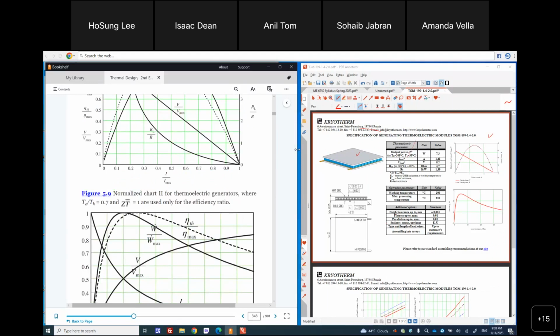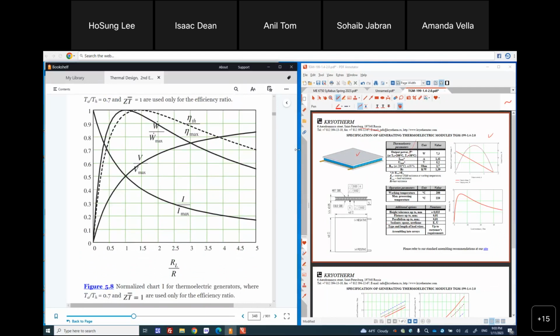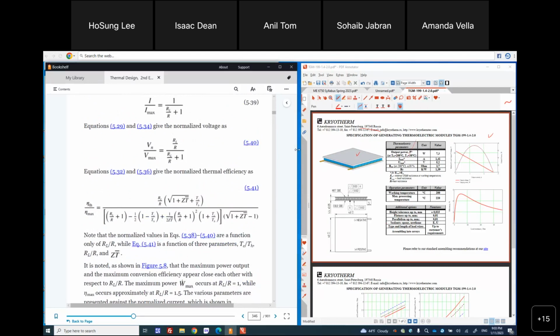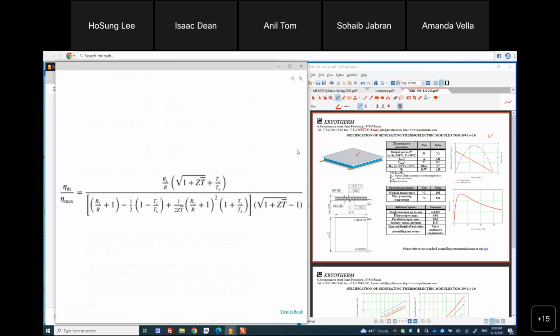And then this is another way. This is current, or I can use the resistance ratio and whatever. This is a GT. Okay, now I have to show you GT. Look at that. Efficiency ratio. This efficiency ratio is a function of how many dimensionless variables, anyone, one by one? 1, 2, 3, 4, 5, whatever. Dimensionless variables, you tell me, one by one.